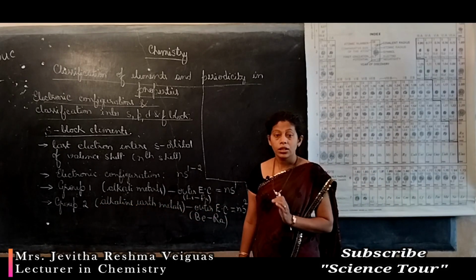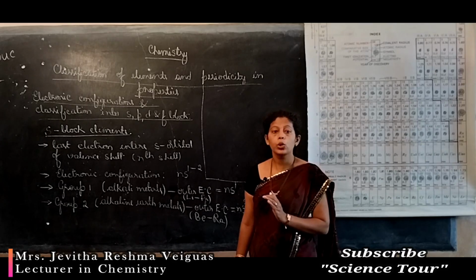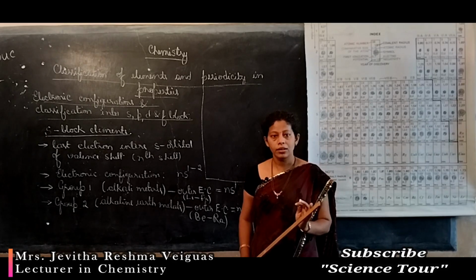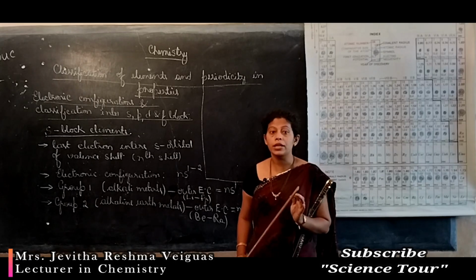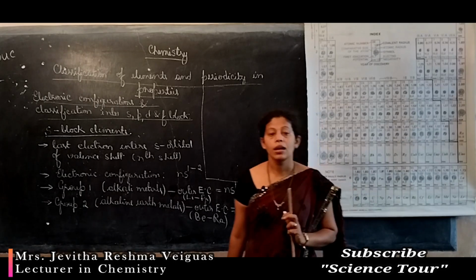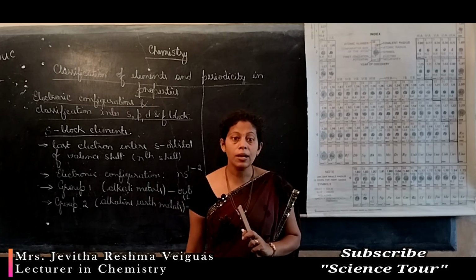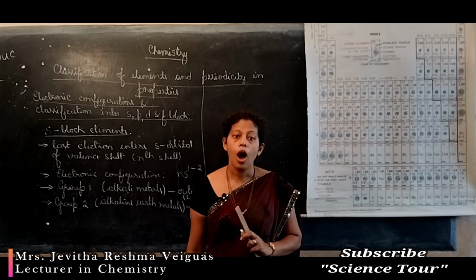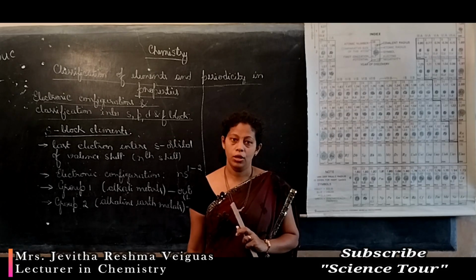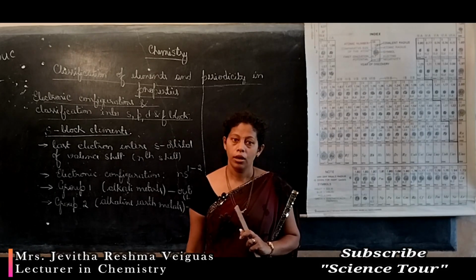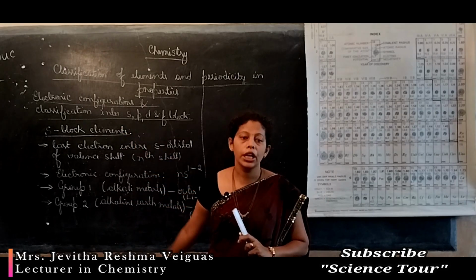But it is placed in group 18. It is an S block element but placed in group 18. Why? Because like other elements of group 18, it has a completely filled outermost electronic shell. So these are the 2 exceptions in the periodic table when we classify the elements into blocks.